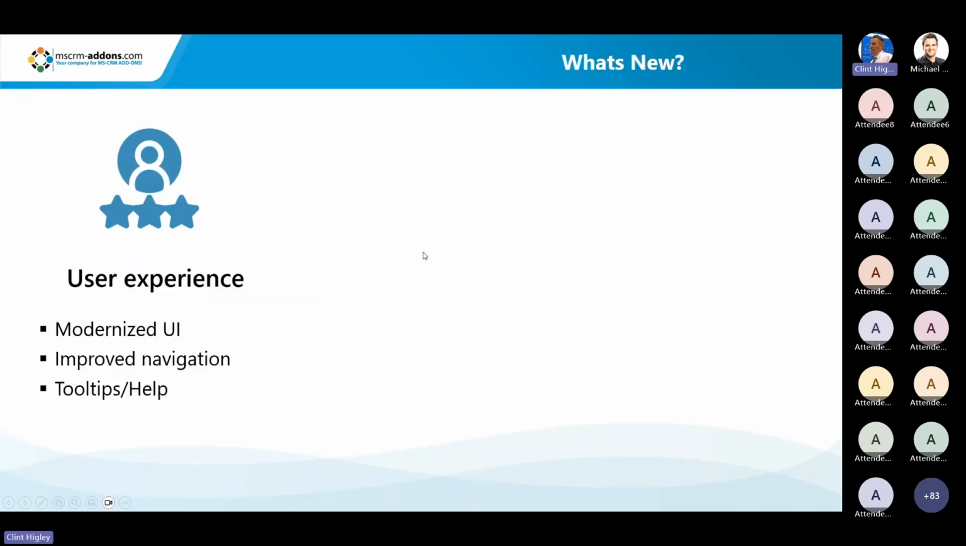So what is new in the user experience? Of course, we have a modernized UI. It makes a lot of sense. It's very intuitive. Improved navigation, right? You're going to have everything to where you can just grab and see what you need to see. And the last part, tooltips and help. There are a lot of things on there now where you have a little question mark. If you're not sure what a setting does, you can click on that question mark, and it's going to tell you exactly what it is. There are links to documentation and things of that nature in there.